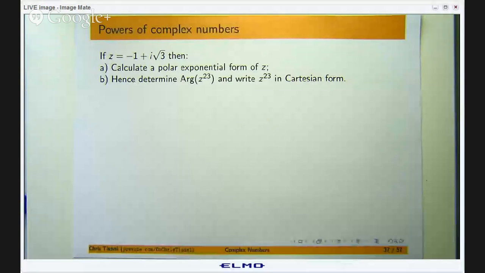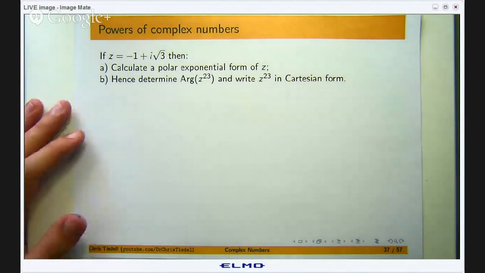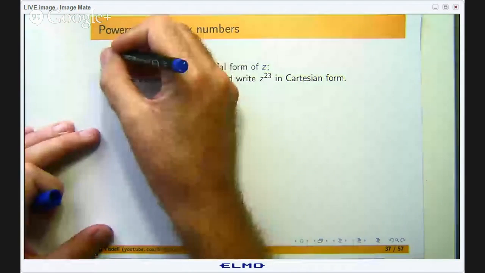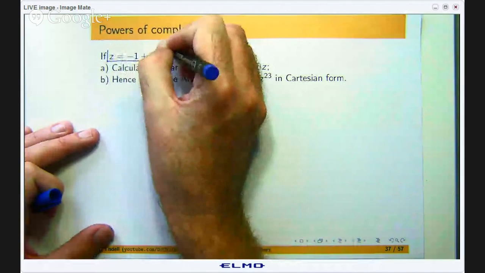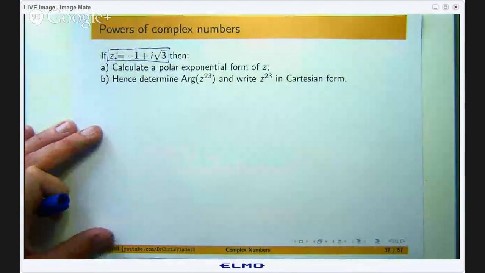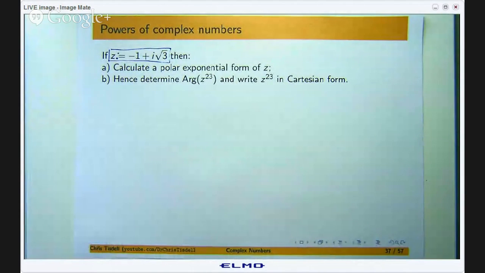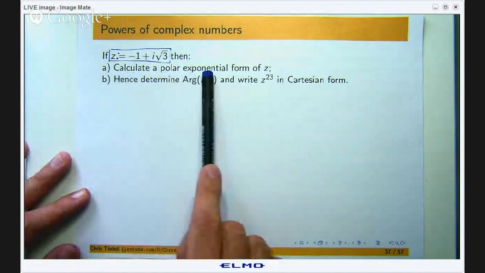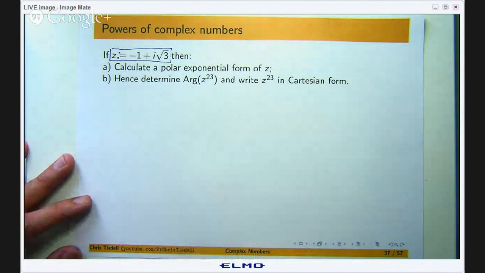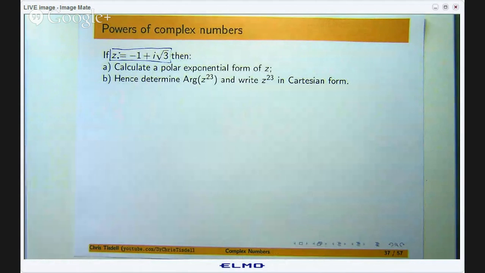Okay, so one of the motivations for using these different forms of complex numbers is that they can simplify calculations. So here we've got a given complex number z. It's -1 plus root 3i, where i, remember, is the imaginary unit, i squared equals -1. We're asked to do two things: calculate a polar exponential form of z and hence determine the principal argument of z to the power 23 and write z to the power 23 in Cartesian form.